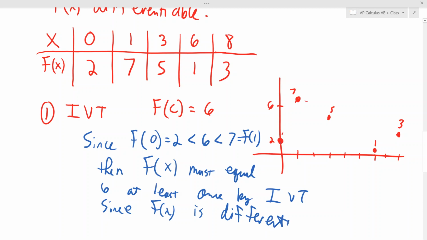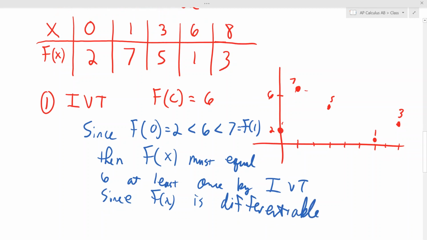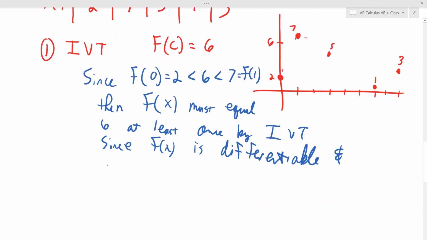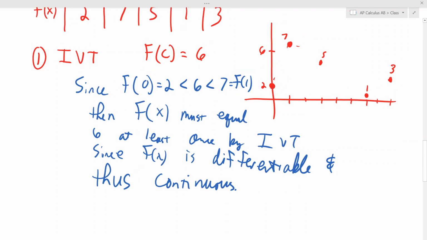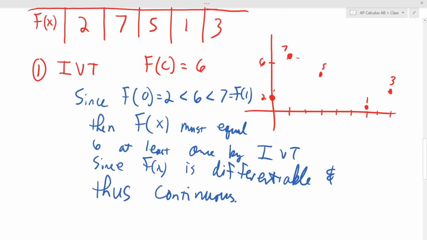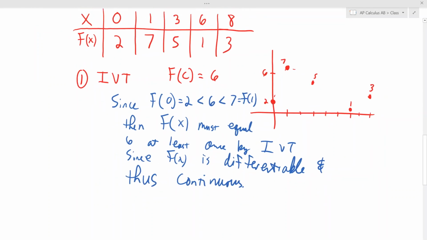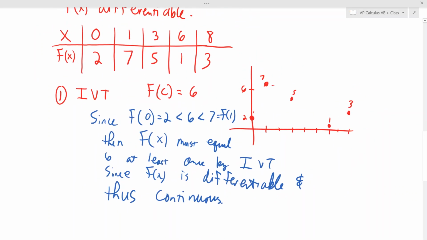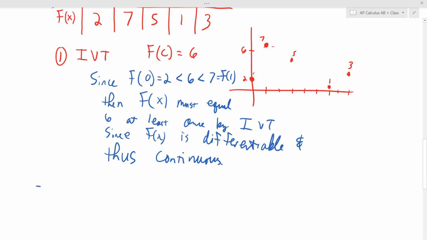Since it's differentiable, and thus, saying "thus" is always fun, thus continuous. Notice I'm not saying "it," I'm saying f of x. Don't say the graph, don't say the table, name the function. That's the basic idea for IVT. All right, I imagine you're all doing very well.